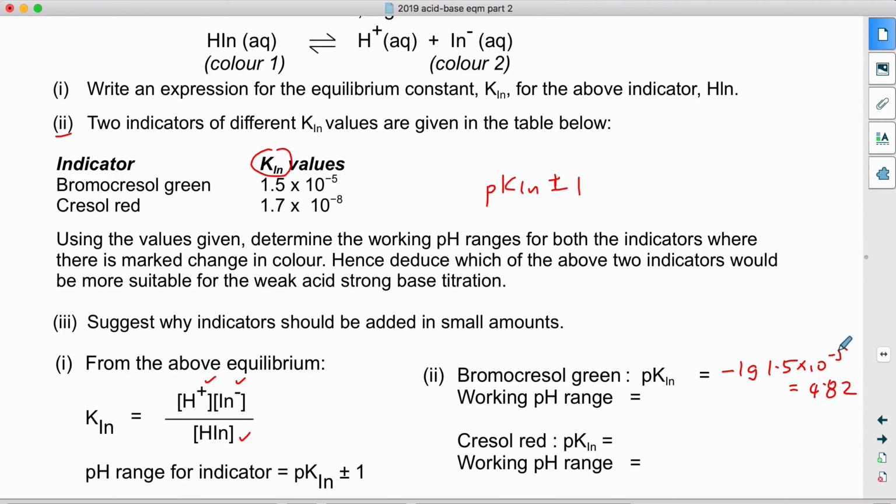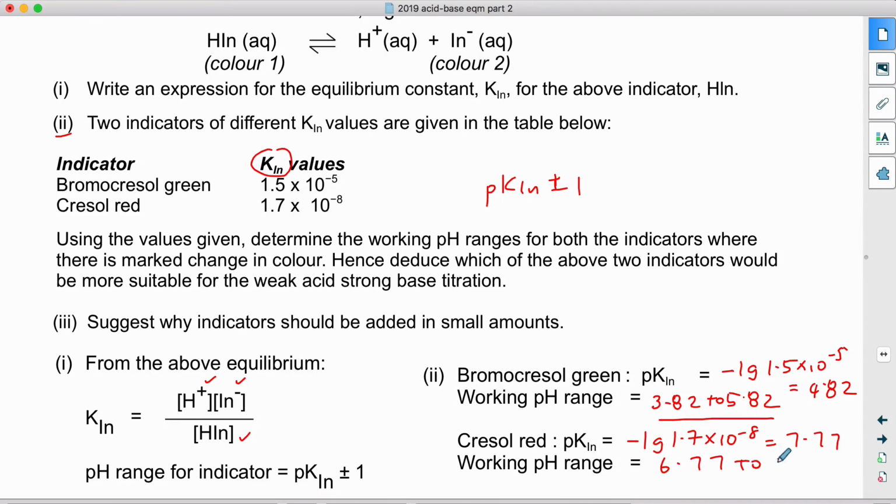If you want to find out the working range of bromocresol green, because you're going to do plus or minus 1, the working range would be 3.82 to 5.82. So this is the working range for bromocresol green. So let's look at cresol red. pKin equals minus log of 1.7 times 10 to the power minus 8. If you work it out, you will get a value of 7.77.